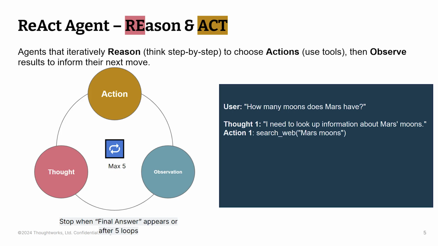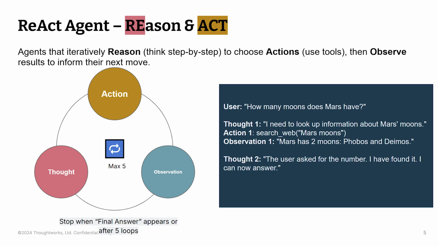Then the action would be, okay, if I don't know it, I need to look up the information. What I'll do, I'll search the web, with Mars moons. And I'll get some results, right? So that's the action that happens. And the observation is that Mars has 2 moons, Phobos and Deimos. And then the next thought is, okay, the user asked for a number, I have found it, and I can now answer. And basically you have a final answer, right? These are the steps the agent takes, or we force the agent to take, to come up with an answer.